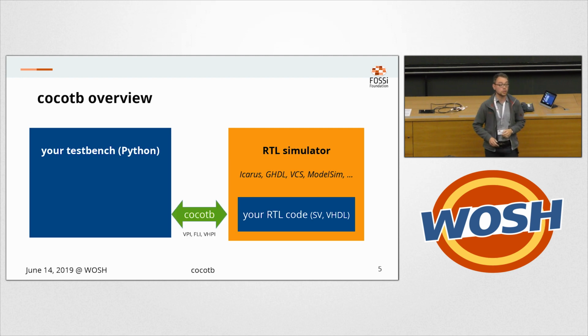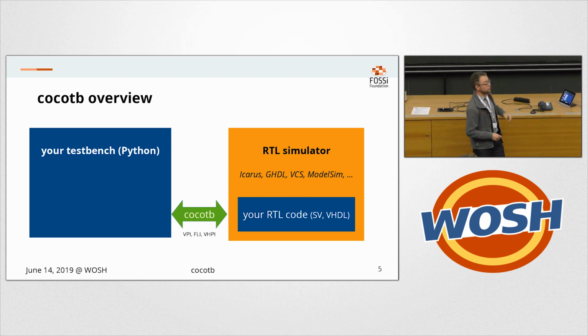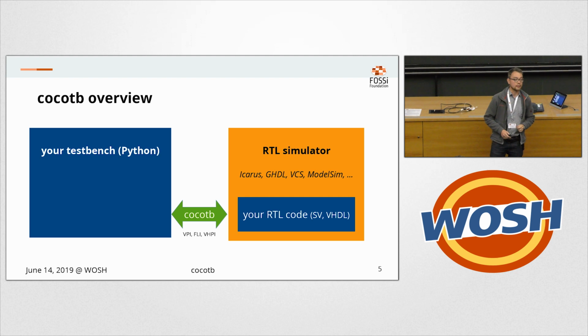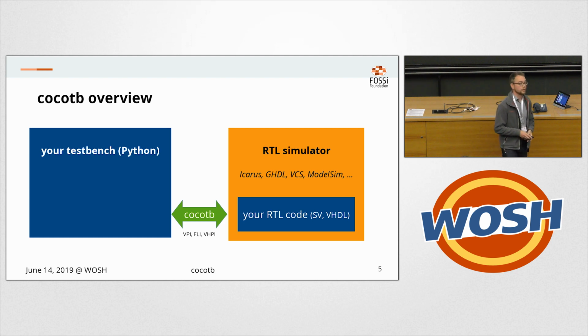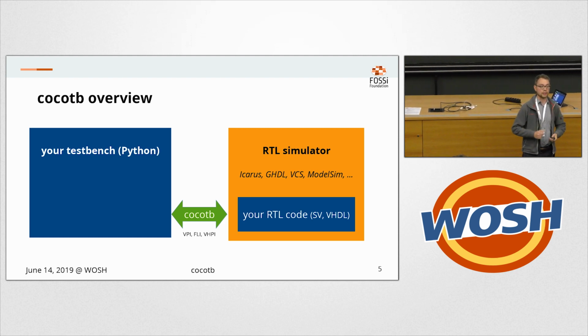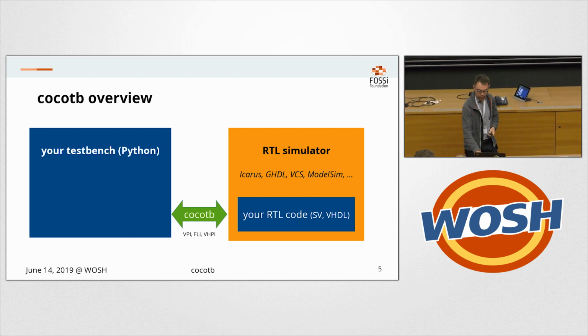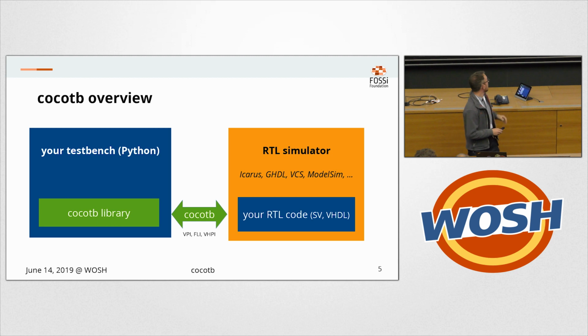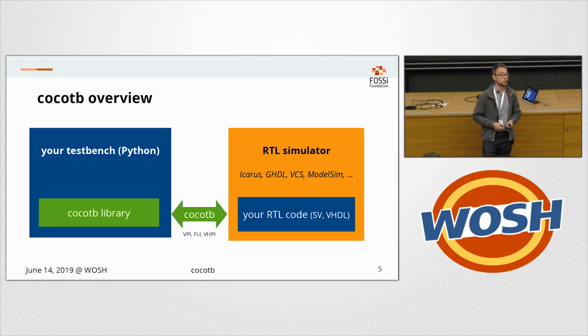And that's the first thing that Cocotb provides, a link between the RTL simulator and your test bench in Python. And this link works in typically all RTL simulators by using the VPI, FLI, or VHPI interfaces. That's a standardized interface to talk to your simulator, reading signals, setting signals, all that kind of things. So they are actually implemented by all simulators that we have out there. And on top of that, we have a part that is the Cocotb library, and you'll see that in action in a bit.